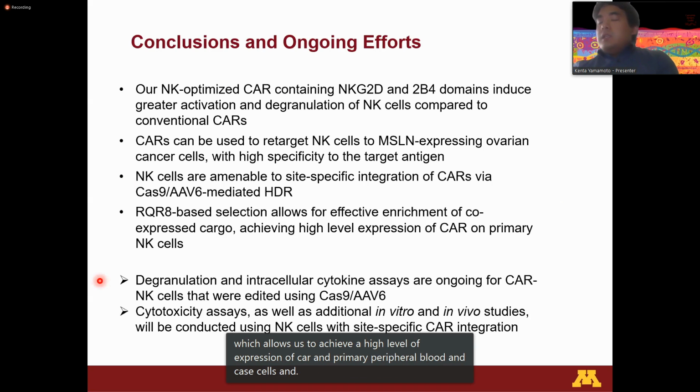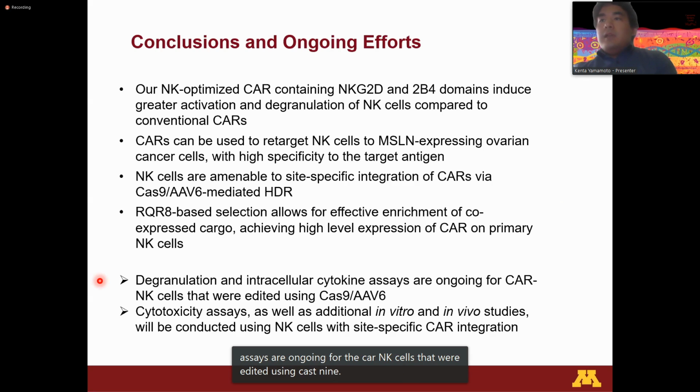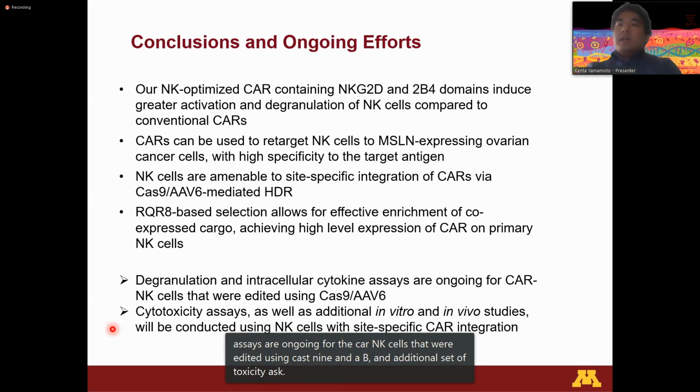And degranulation and intracellular cytokine assays are ongoing for the CAR NK cells that were edited using Cas9 and AAV. And additional cytotoxicity assays, as well as in vivo studies, will be conducted using these same cells.